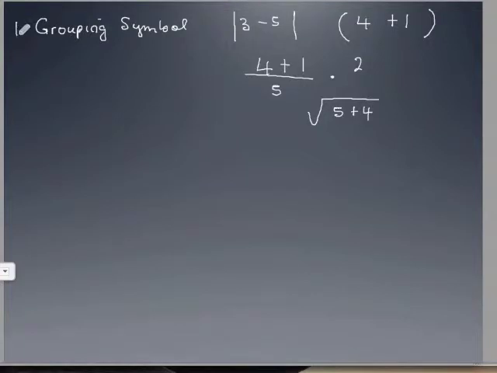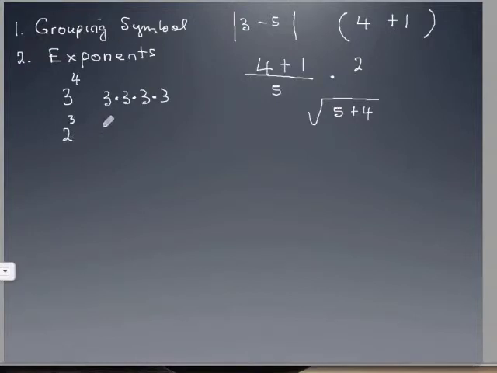The second is the exponents. If you've forgotten what an exponent is, it is a number which is raised to the power another number. For example, 3 is raised to the power 4. In this case, you will have 3 times 3 times 3 times 3. If you have 2 raised to the power 3, it will be 2 times 2 times 2. The second will be the exponent.